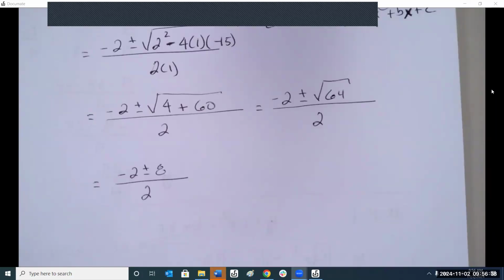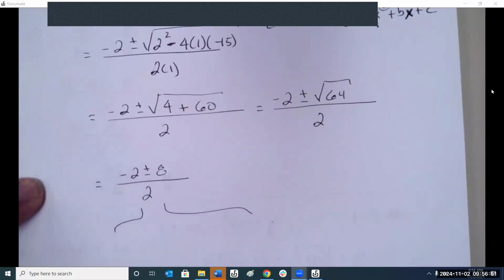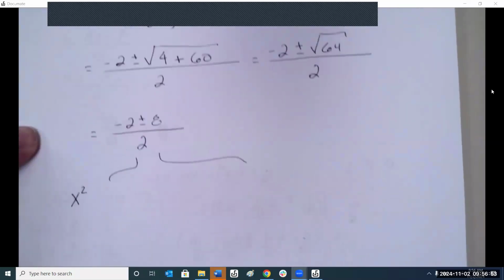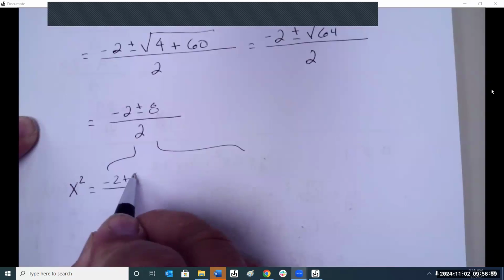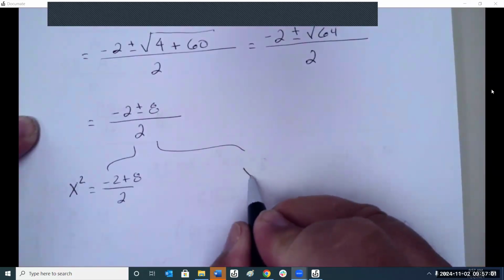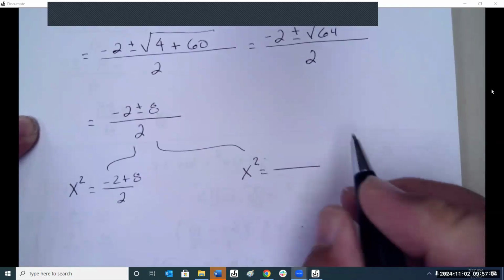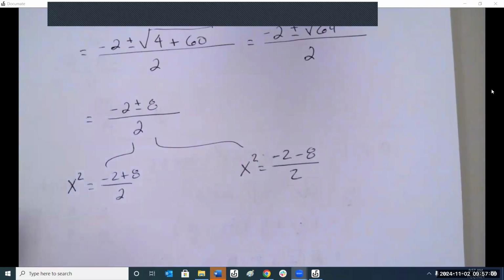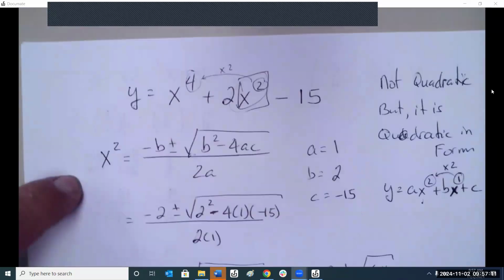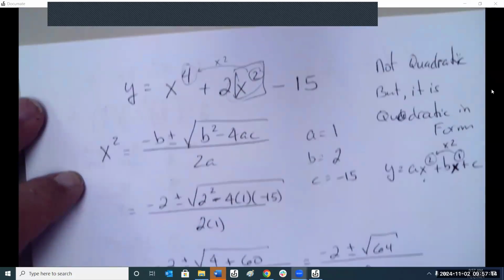Can we do anything else? No. Well, okay, you're going to do what? You're right. We're going to do both sides now. So remember, what do they equal? They equal x squared. X squared equals negative 2 plus 8 over 2. X squared equals negative 2 minus 8 over 2. So we can't forget that we're equaling x squared. It's the middle variable we're solving for.